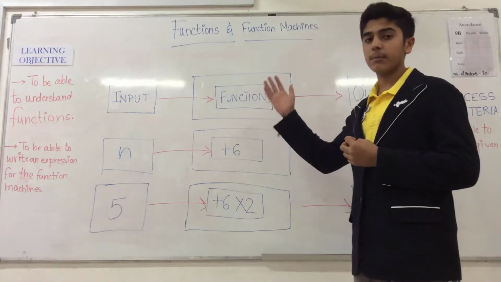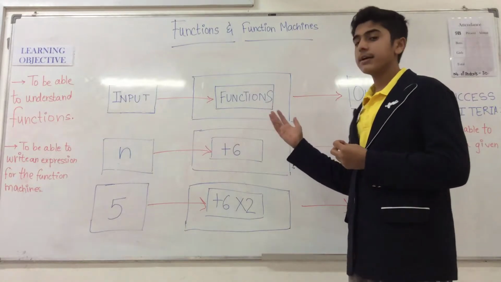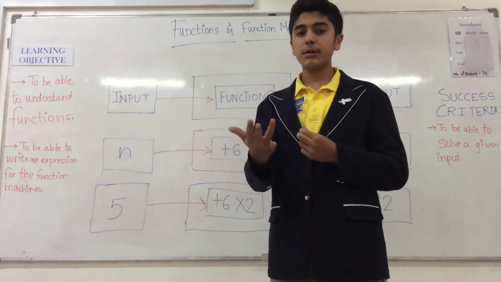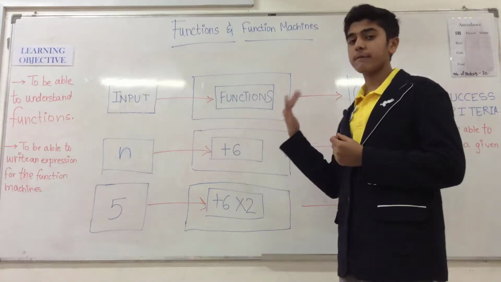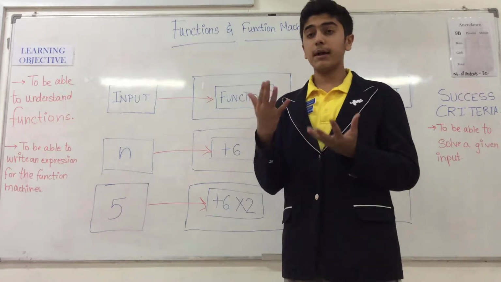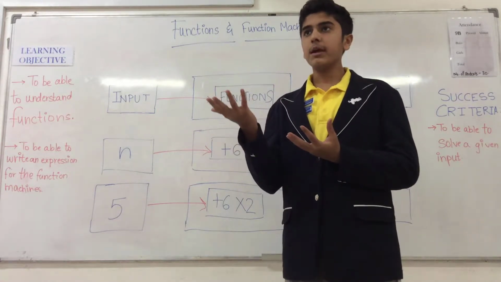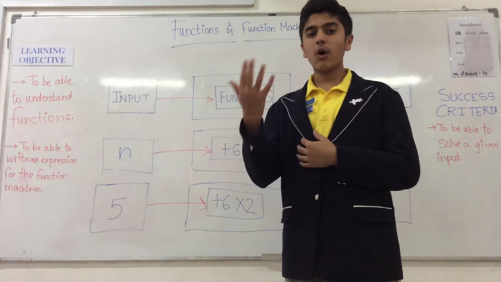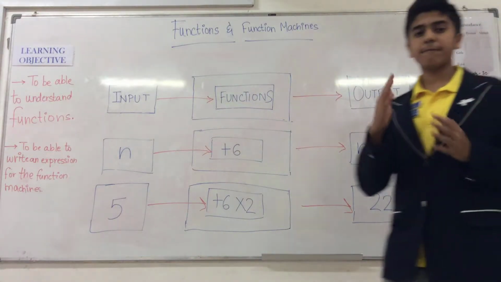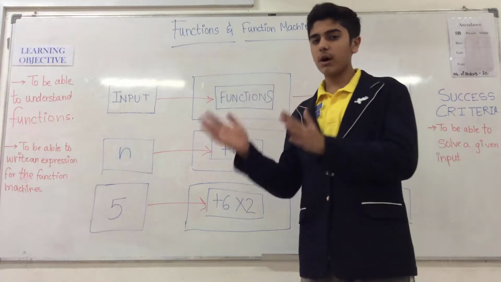This is what a general function machine looks like. So you have the input. The input is something which you put in, followed by the functions. The functions are those operations which act on the number and therefore give an output. The output is over here. So it's like input to functions to output.